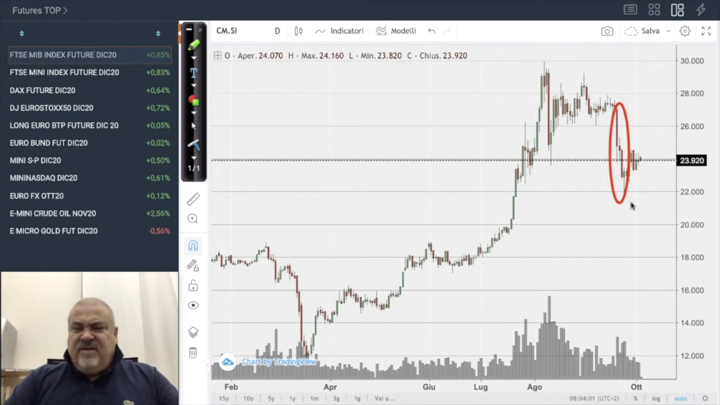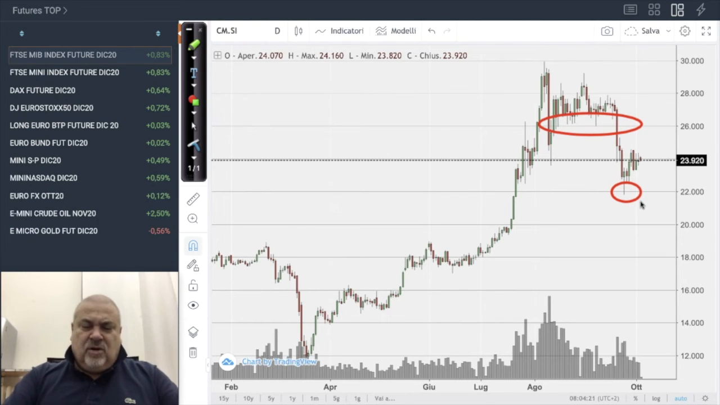So the silver was stronger than the gold, but now it's weaker than the gold. So the situation is that 26 still continues to be a very strong resistance here, in my opinion. So it will not be easy to overtake it again, all this area, okay? And the main support we can see here around $22 per ounce.